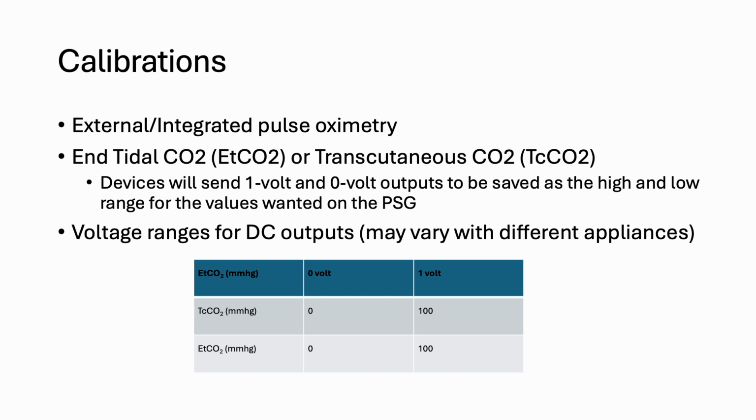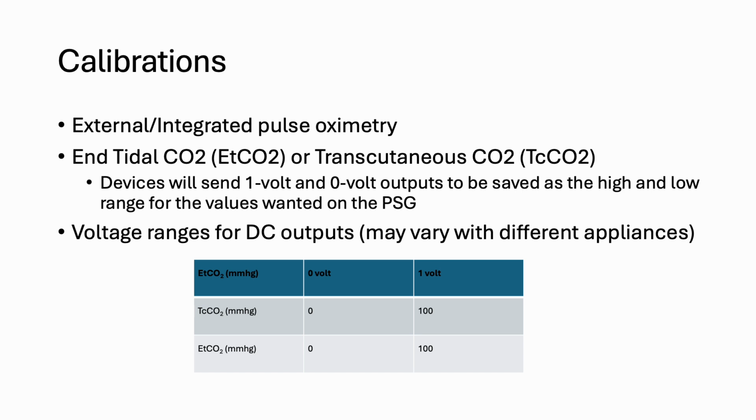Then you're going to output 1 volt from the device and assign the 100 value, and then you save the calibration. That's not totally standard for all PSG systems, but it is very similar. That seems just like Compumedics, how you would do it on their system.